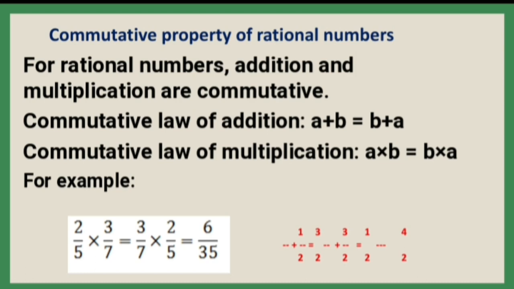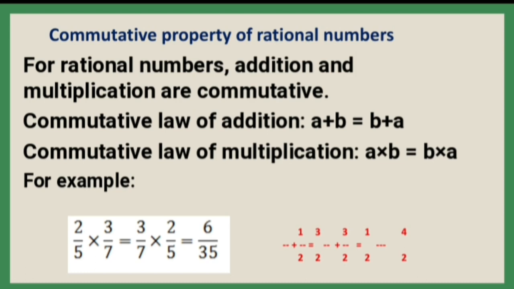So that is called the commutative property. After changing the places of the numbers, if you still get the same answer, then we say that the commutative property is satisfied. So for rational numbers, it is satisfied for addition and also for multiplication. When you multiply two rational numbers by changing their places, you get the same answer. And when you add two rational numbers by changing their places, you also get the same answer, which is a rational number.